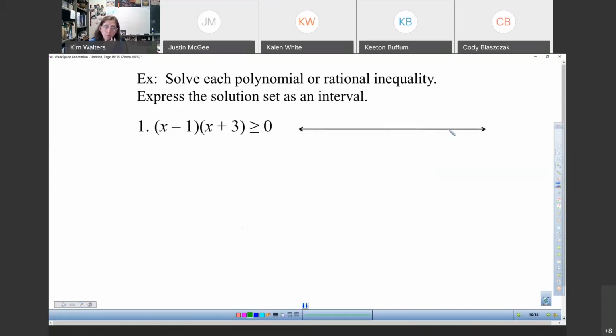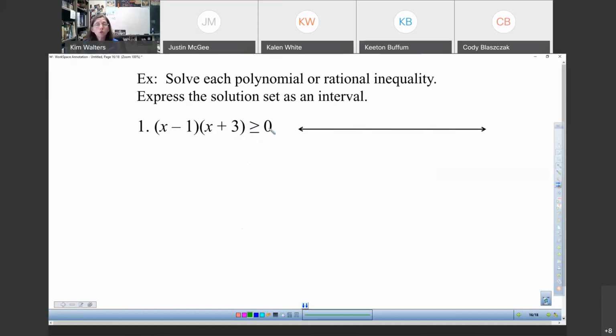I've already drawn the number line on here because I wanted to make sure that you knew it was really important and it makes it a little bit easier for me to work through the problem. So the very first thing I want to do is to point out to you what this inequality says. It says I want to solve the problem x minus 1 times x plus 3. I need that product to be greater than or equal to 0.